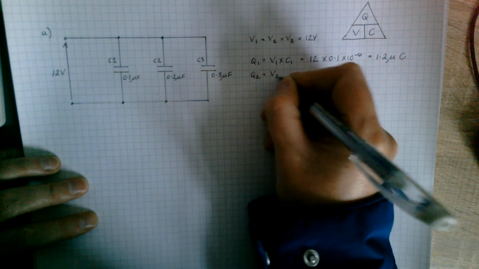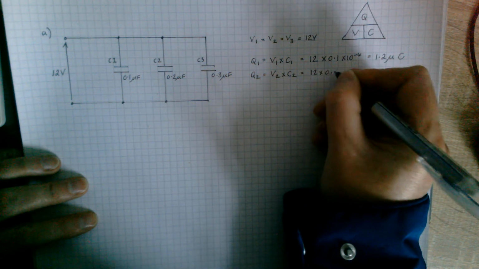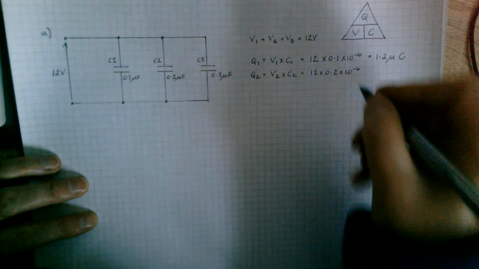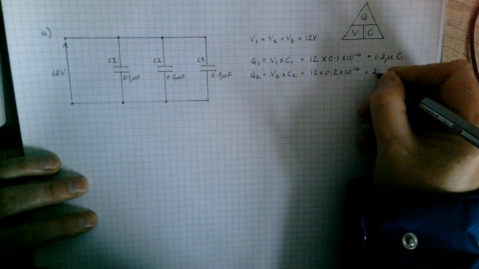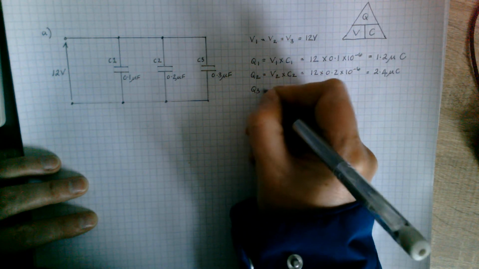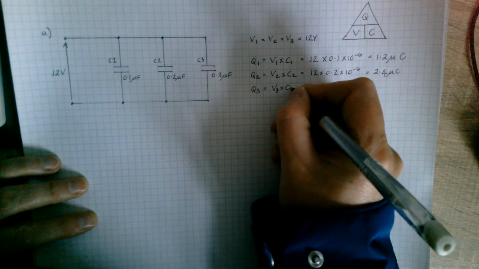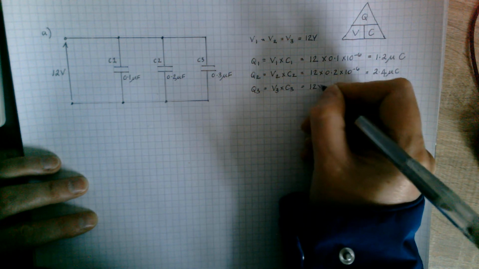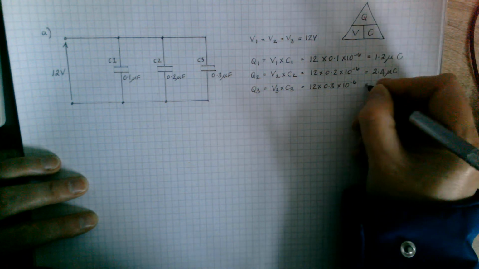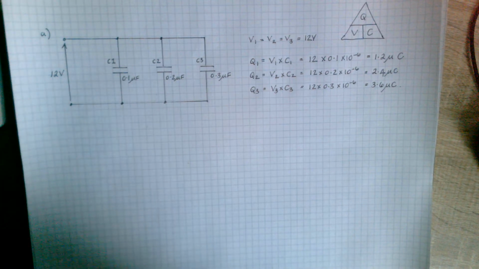Q2 would be V2 times C2: 12 times 0.2 times 10 to the minus 6 this time, 0.2 from the 0.2 over here. That gets you 2.4 microcoulombs. And Q3 is V3 times C3: 12 times 0.3 times 10 to the minus 6, which is 3.6 microcoulombs. And that would be that question answered.